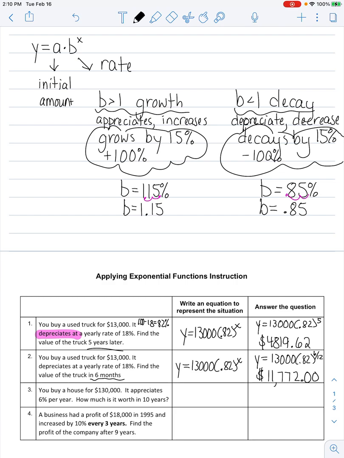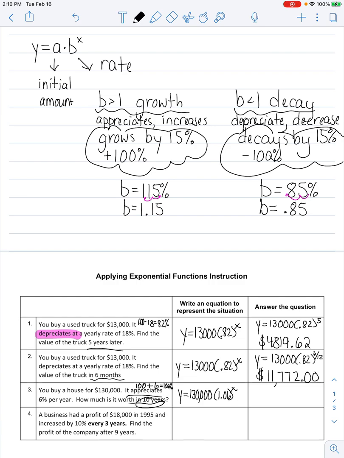Now let's look at the next one. You buy a house for $130,000. It appreciates 6% per year. How much is it worth in 10 years? So first, let's write an equation to represent the situation. y equals, what's our initial amount? $130,000 times, let's find our rate. It appreciates 6% per year, so you're going to add that to 100, so 106%. But remember, we want to make that a decimal, so 1.06.